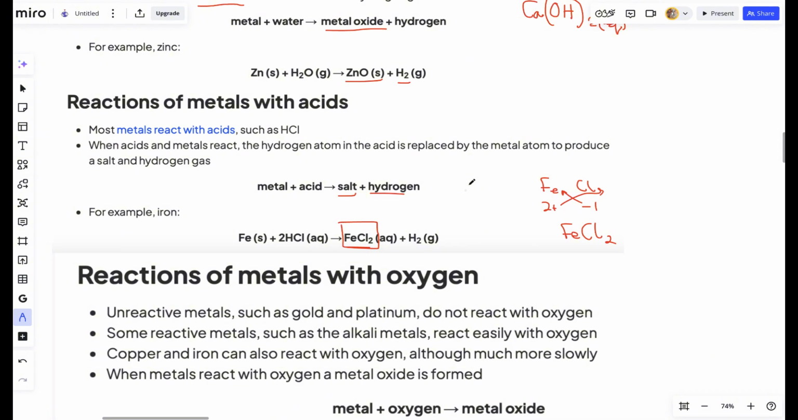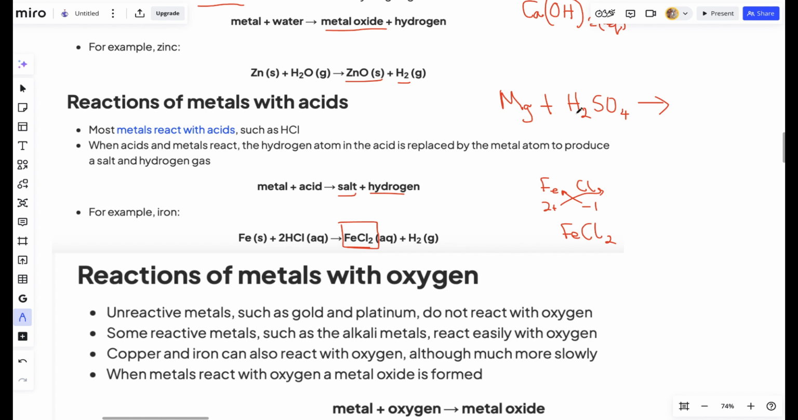Let's say magnesium reacts with sulfuric acid. What do we get? We get a sulfate salt. Sulfuric acid is H2SO4. So when we react this with magnesium, we get magnesium sulfate. That's the salt. The kind of salt you produce depends on the acid. Since you are reacting with sulfuric acid, you produce a sulfate salt.